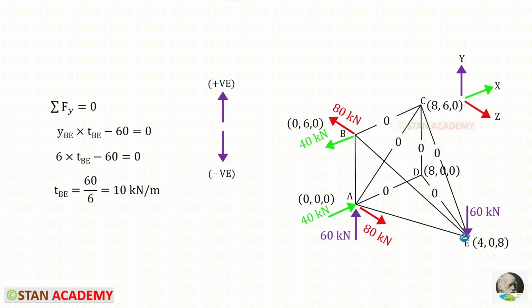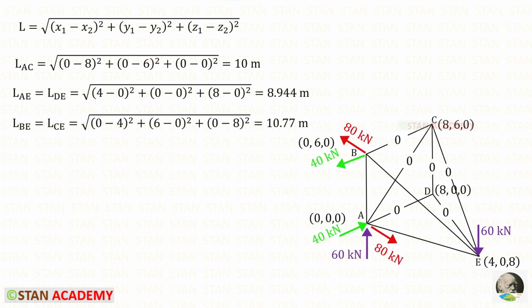Now let us take the joint E. In this joint, let us apply this rule. No need to consider AE because it does not have distance in the y direction. So only we have to take the member BE. When we take the joint E, the member BE will be acting upwards. So this term should be applied as positive. And there is a load in the y direction. It is acting downwards, so it will be negative. The distance of BE in the y direction is 6 minus 0, so it will be 6. For TBE, we will get 10 kilonewton per meter.